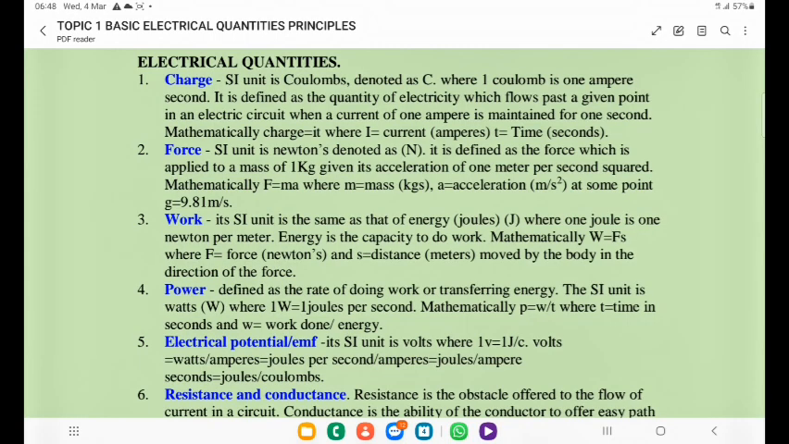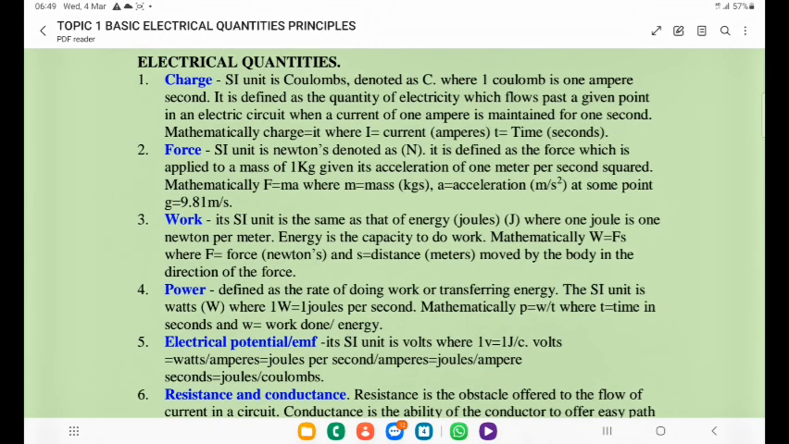We have force, whose SI unit is the newton, and it is defined as the force which is applied to a mass of 1 kg giving it an acceleration of 1 meter per second squared. So force is mathematically written as ma or mg, that is the mass in kilograms times acceleration due to gravity.